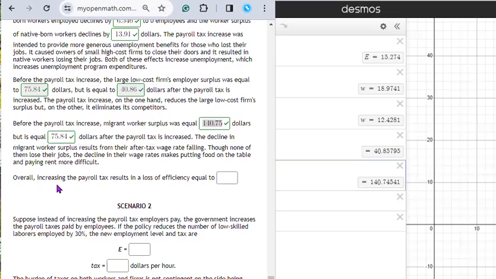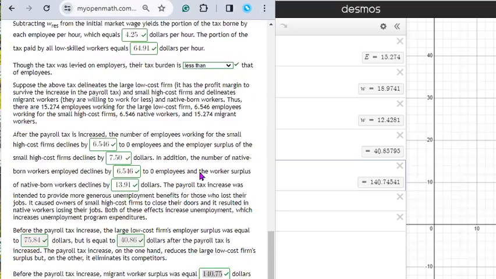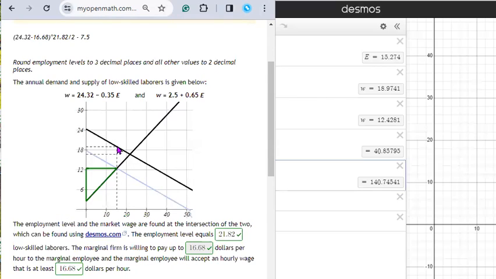Okay. Now, overall, increase in the payroll tax results in a loss of efficiency equal to what? The loss of efficiency is this triangle that points to the original equilibrium, right? It includes the lost employer surplus, this upper triangle here. That's the loss in firm surplus when the small high-cost firms exit this labor market.